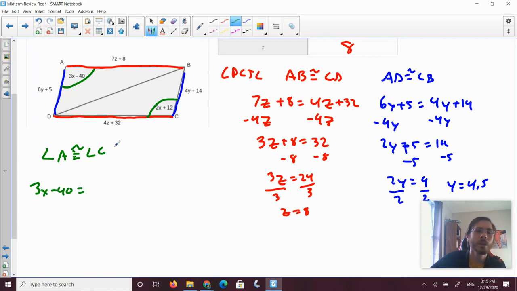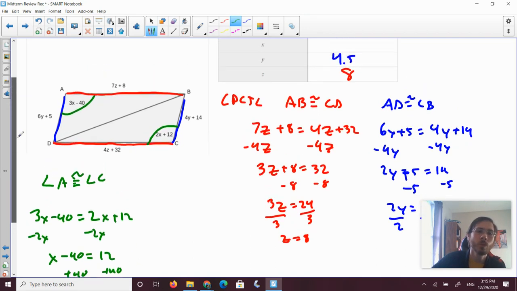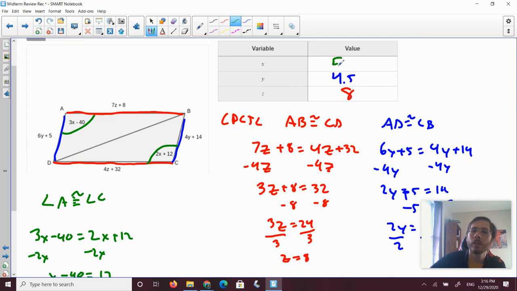3x minus 40 has to be equal to 2x plus 12. Same algebra again. We're just going to try to get the x by itself. Subtract 2x from both sides. Oops. Add 40 to both sides. So we get x equals 52. Okay. So x is 52.